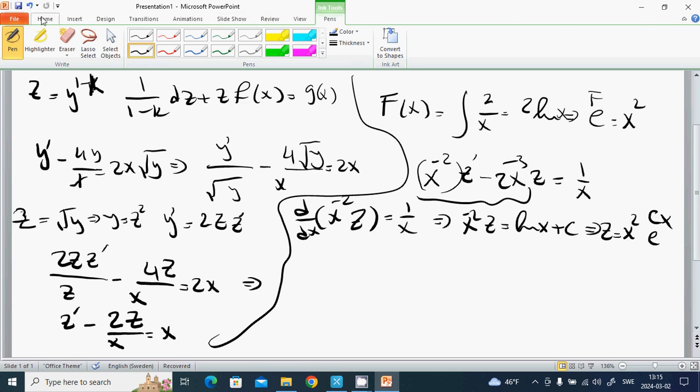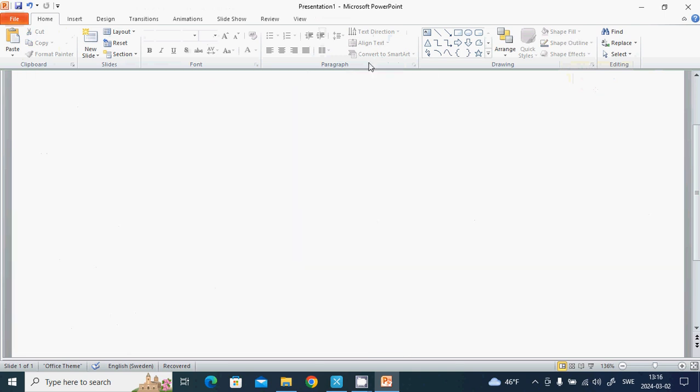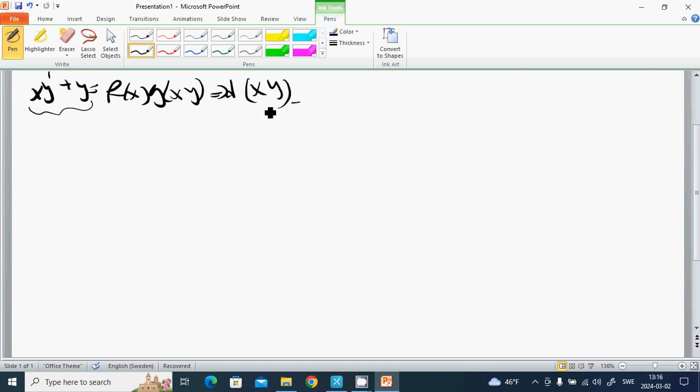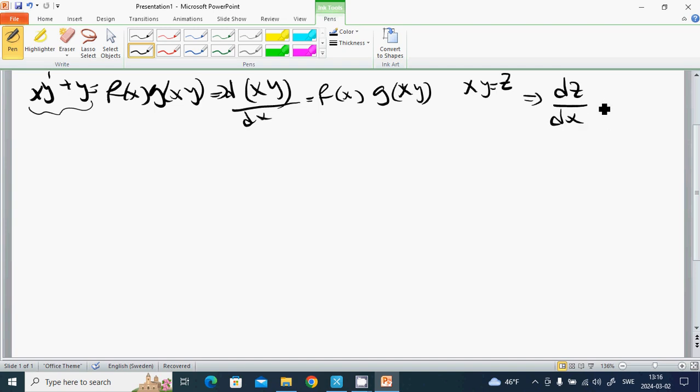We have other methods also, another form of differential equations, like xy prime plus y equals f of x g of xy. Then we put, we see this one is d of xy/dx equals f of x g of xy, and we put xy equals z. Then we have dz/dx equals f of x g of z, as we had in previous examples.